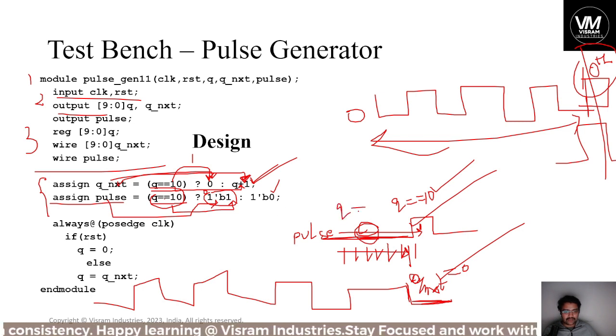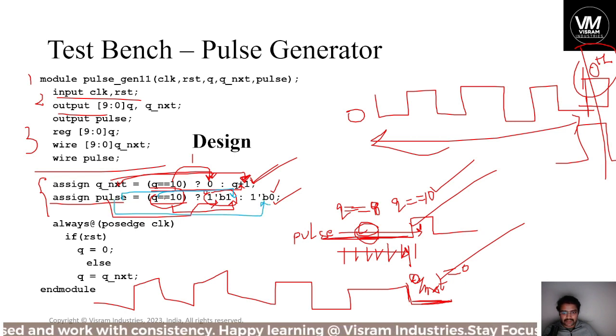So if Q is equal to 9 or 8, then pulse will be 0. Only if Q is equal to 10, I'll mention it again, the pulse value will be 1. Or else the pulse value will be 0 if Q is equal to 8 or 9 or something not equal to 10. Just understand, assign the values like this.